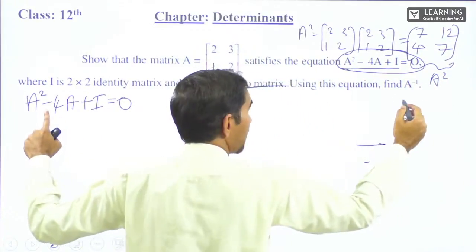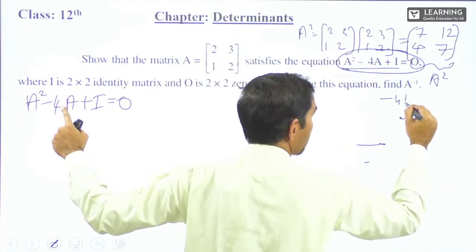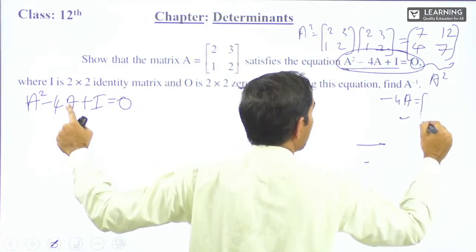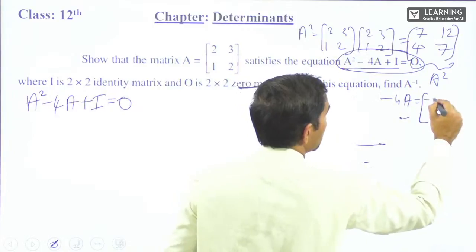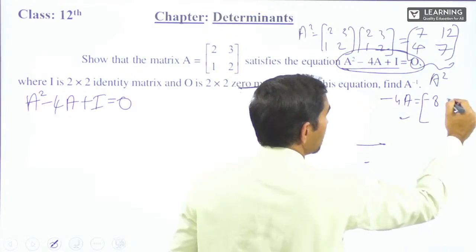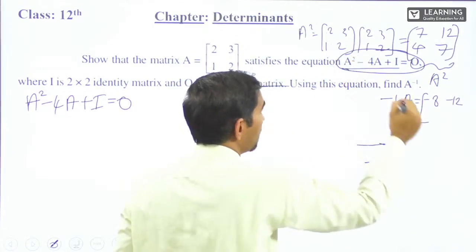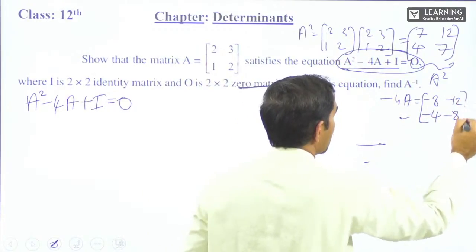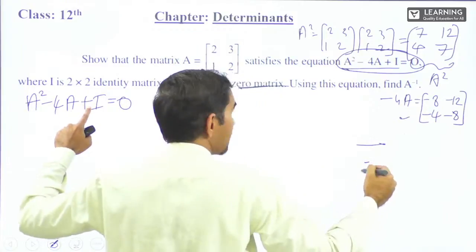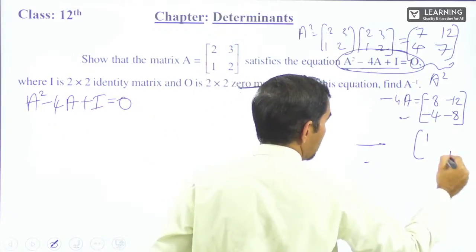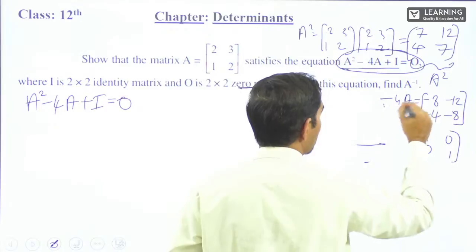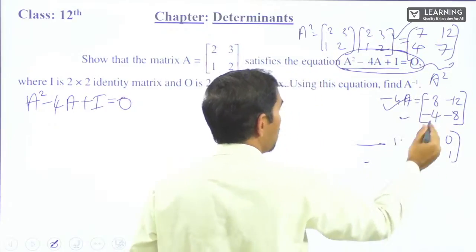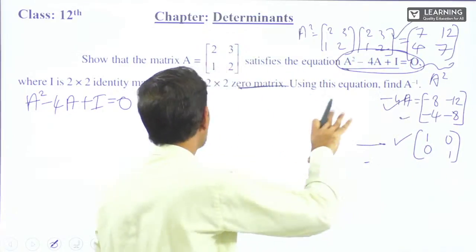Next, what do we have here? Minus 4A. So minus 4 times A. This will give us minus 4 into 2 is minus 8. Minus 4 into 3 is minus 12. Minus 4 into 1 is minus 4. And minus 4 into 2 is again minus 8. And I is as it is. What is I, students? 1, 1, 0 and 0. So we got all of these, and we'll just substitute those things here.